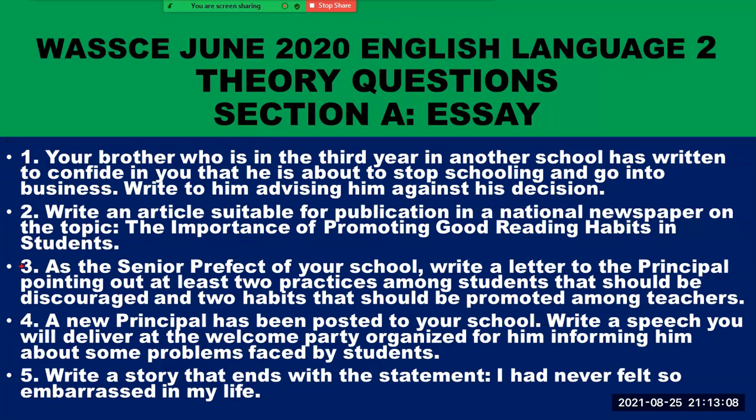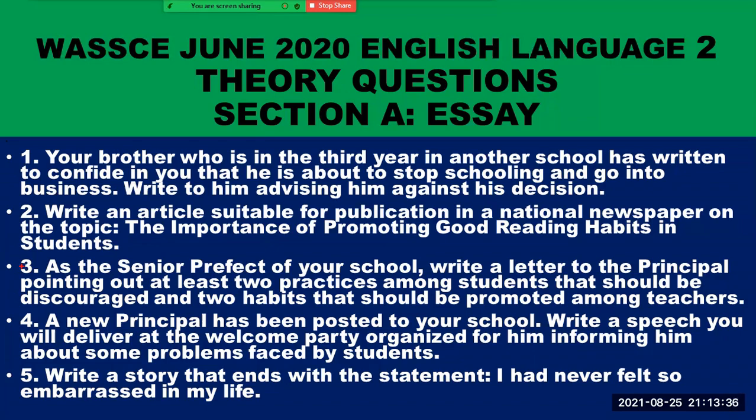As the senior prefect of your school, write a letter to the principal pointing out at least 2 practices among students that should be discouraged and 2 habits that should be promoted among teachers. Now, this is another question on letter writing. Now, what type of letter are you expected to write here? Of course, it is a formal letter.